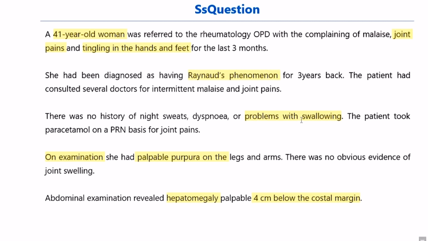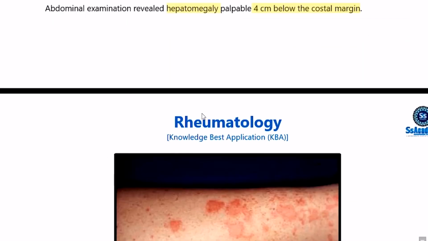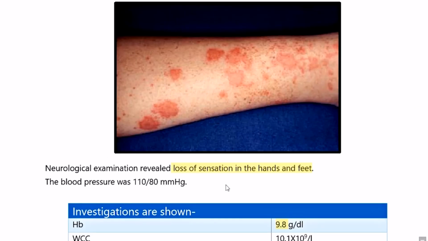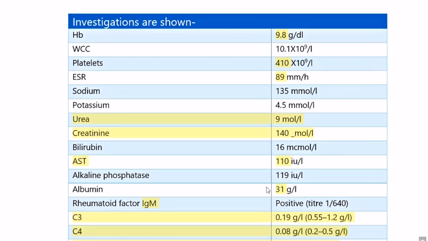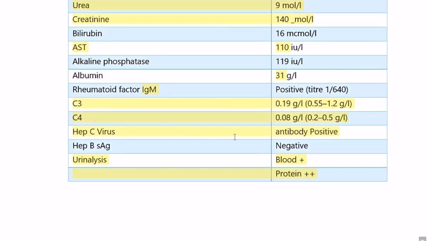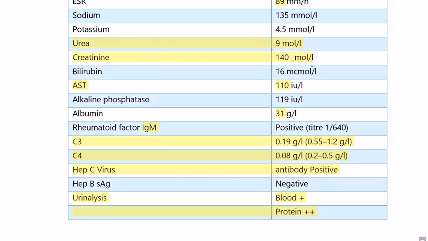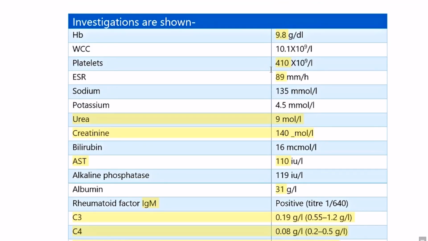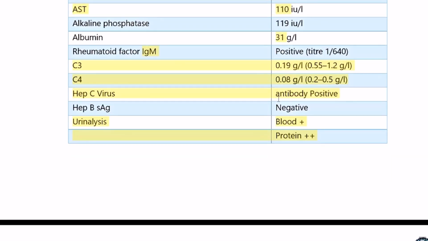So he had no problem with swallowing, so once again negative for SSC. From the history and examination findings, it is more likely CGN: there is purpura as well as sensations, CGN, and the important features, the C for C3 and C4 and C for C virus positivity, and MCGN, a variety of chronic kidney disease, with hematuria, proteinuria, raised urea and creatinine, and raised inflammatory markers. So once again, cryoglobulinemia is a likely diagnosis.